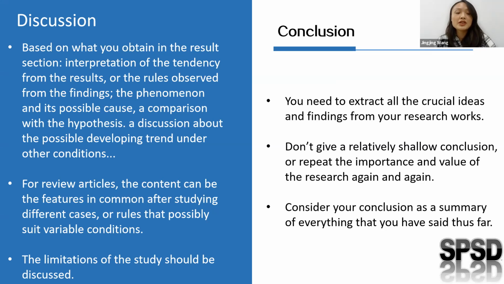And about the limitations of research, I think you may ask where they should be stated. Shouldn't they be in the conclusion section? And here I will introduce the content of conclusion. According to a survey, conclusion is considered the most difficult section to write for most authors. So you need to extract all the crucial ideas and findings from your research work. A good conclusion can significantly level up the quality of your paper.